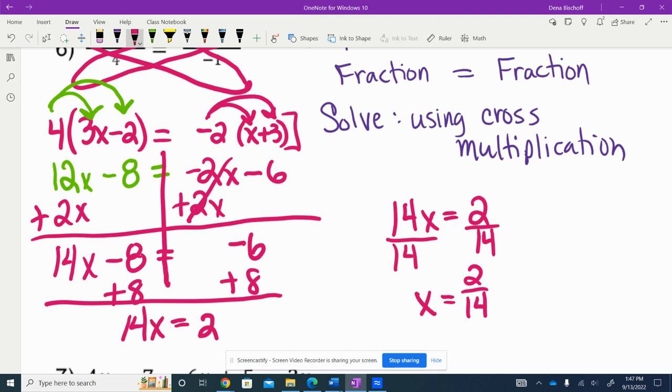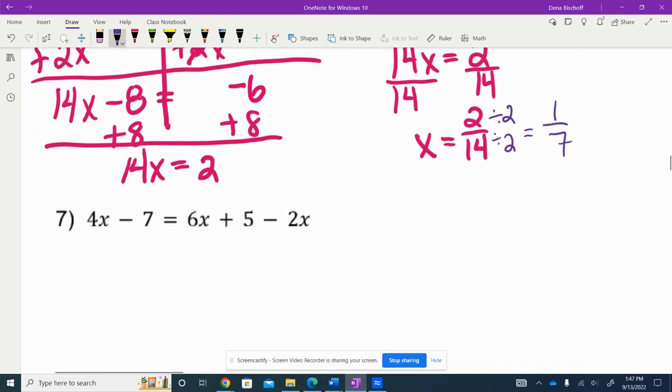Can that be reduced? Everett is shaking her head. Yes. Everett, how am I going to reduce that? Divide by 2. That equals 1 over 7. Everett, how did you know that those could be reduced? Because they're both even numbers. Awesome, Everett. Okay. All right.